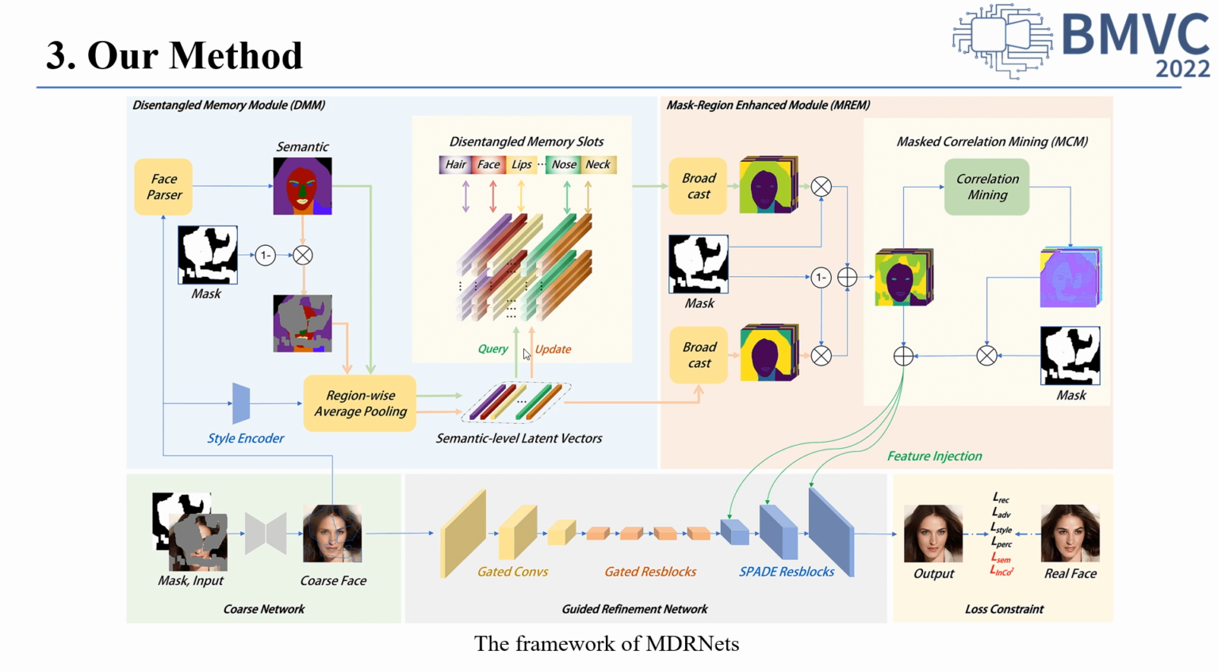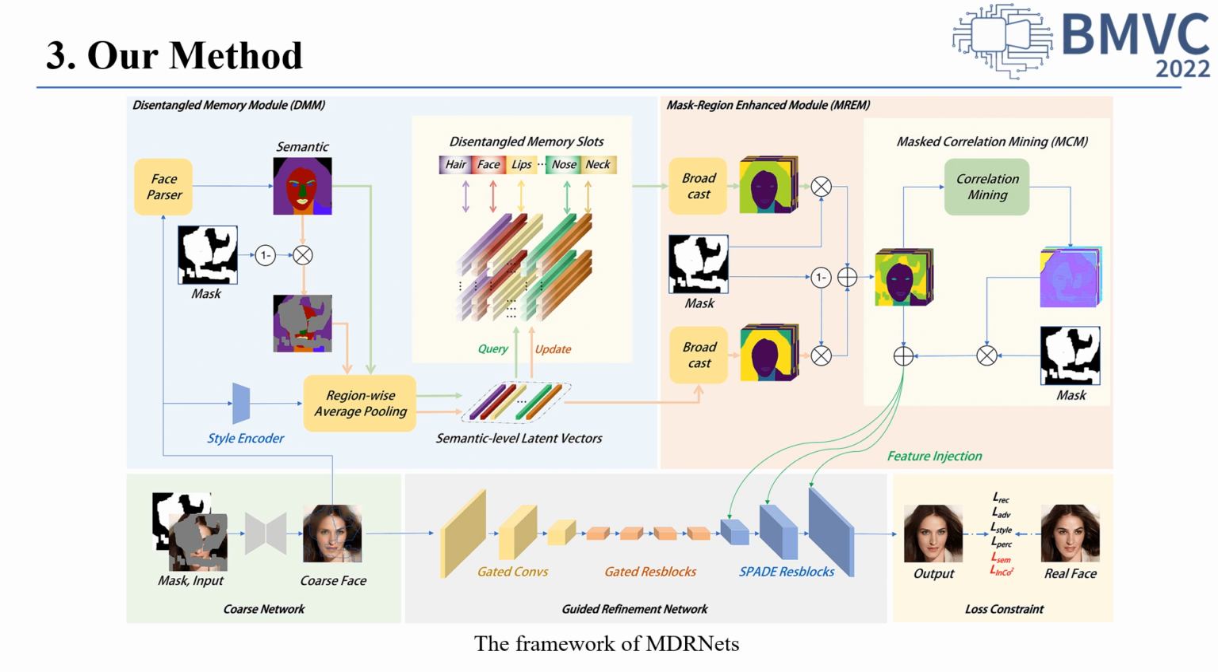Next, the Mask Region Enhanced Module fuses the features from the Disentangled Memory Module and constructs a correlation map to enhance the correlations into the corrupted regions. Finally, the fused features after the Mask Region Enhanced Module are injected into the guided refinement network to get the final result.